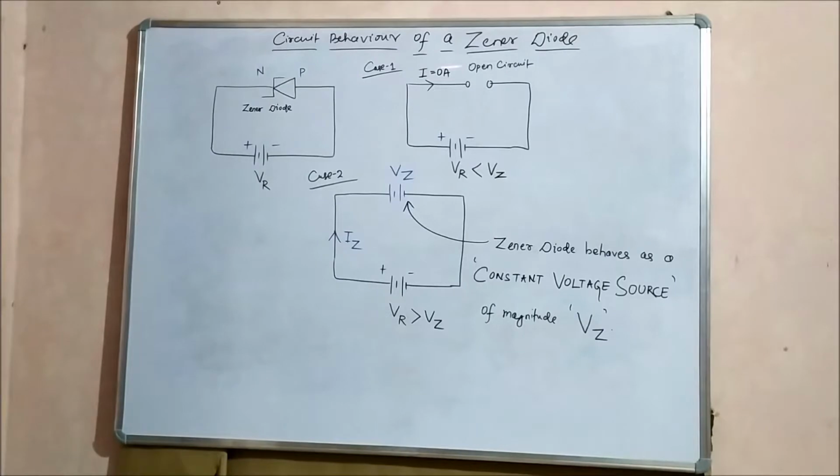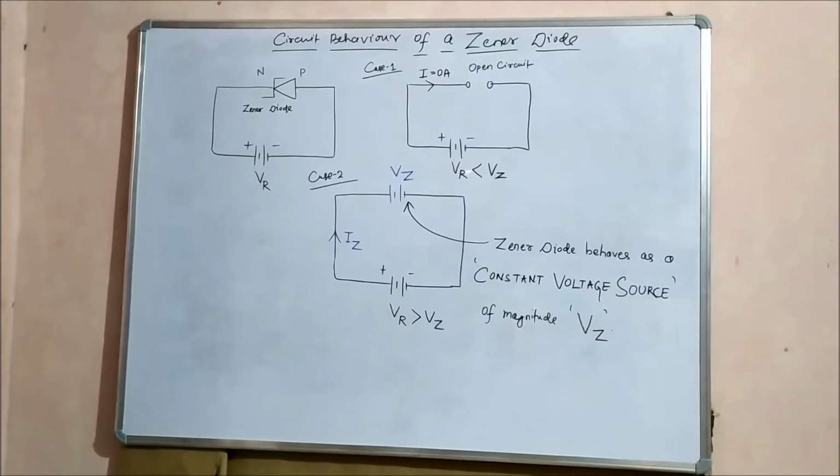Now let us try to understand the behavior of a Zener diode when it is connected in a circuit across a voltage source. This figure represents a Zener diode connected in reverse bias condition across a voltage source VR, which is the reverse voltage. As you can see, it is connected in reverse bias mode as the n-type end is connected to the positive terminal and the p-type end is connected to the negative terminal. Now as we discussed from the VI plot of a Zener diode, two cases exist. First, when the reverse voltage is lesser than the Zener voltage, and second, when the reverse voltage is greater than the breakdown voltage.